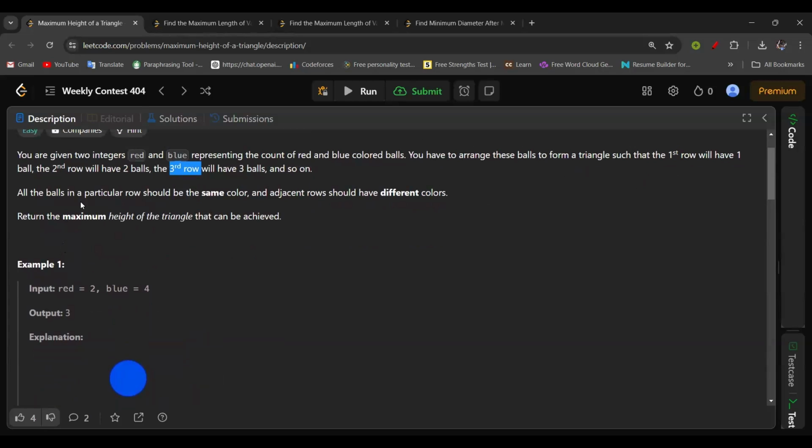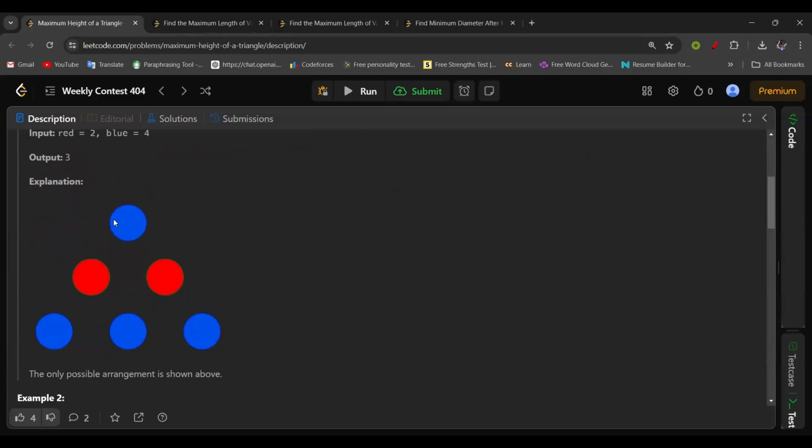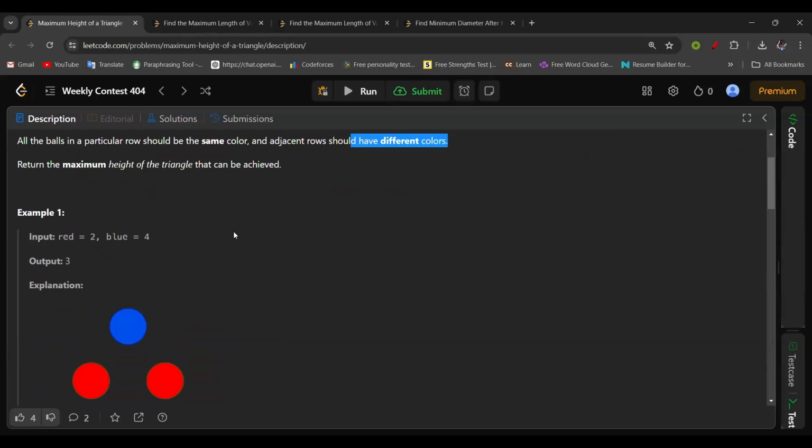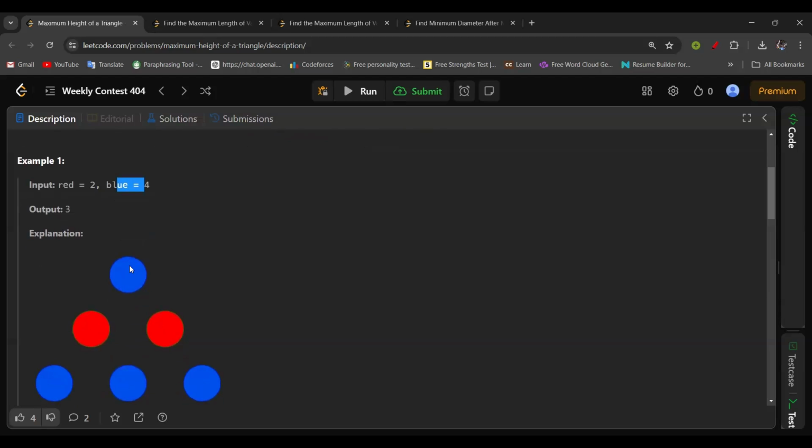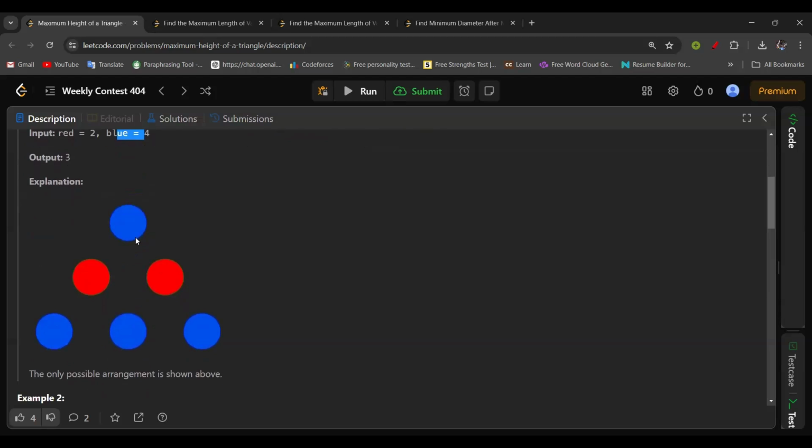And also, all the balls in a particular row should be the same color, and adjacent rows should have different colors. So basically, you have to form a triangle like this, where the first row would be of one color. So you have two colors, red and blue. If you select blue as the color for the first row, then the first row would have one blue ball, the second row would have two red balls, the third row would have three blue balls, then the fourth row would again have four red balls, and so on.